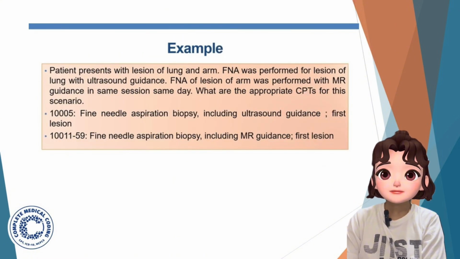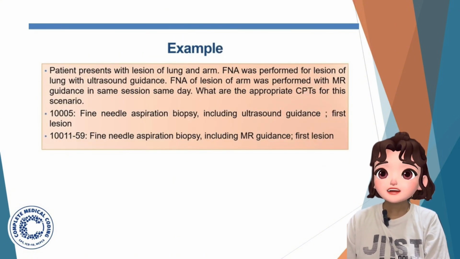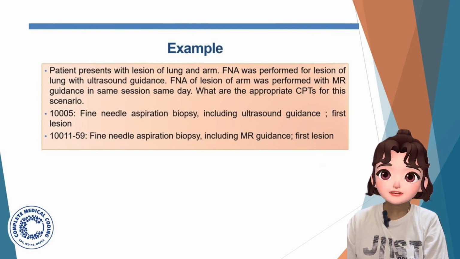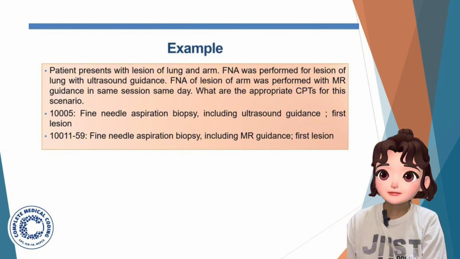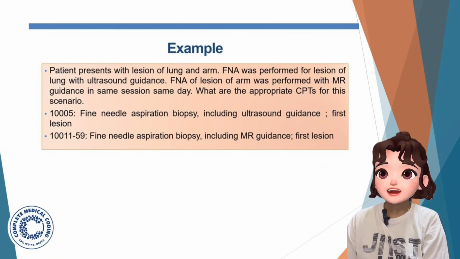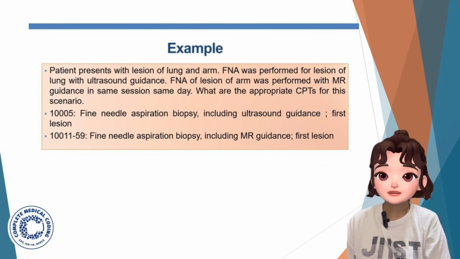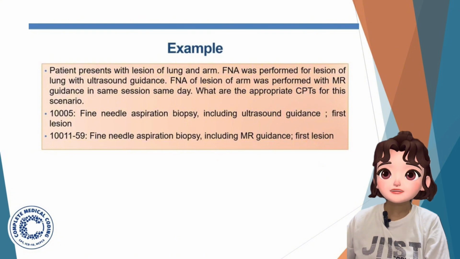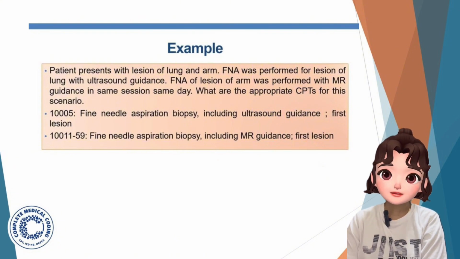Another example: patient presents with lesion of lung and arm. FNA was performed, FNA means fine needle aspiration, for the lesion of lung with ultrasound guidance. FNA of the lesion of arm was performed with MR guidance, magnetic resonance imaging, MRI, in the same session, same day. What are the appropriate CPTs for the scenario?